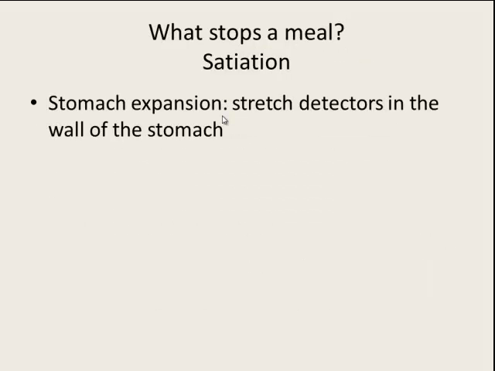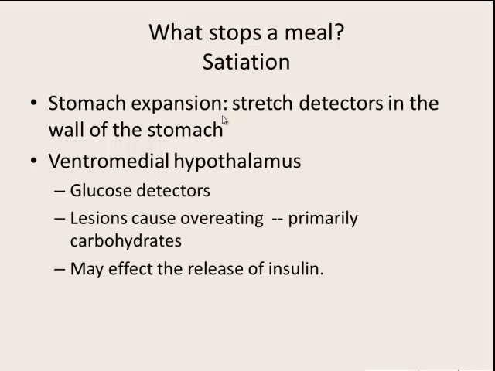So what stops a meal? Well, we already know that the expansion of the stomach affects nerve signals from the stomach, which go to the brain and tell the brain, stop eating. We also have the ventromedial hypothalamus. This is also detecting glucose. And when there's a lot of glucose, it's going to do a few things. It's going to help to send a signal down to the pancreas to release insulin to bind up that extra glucose. But it's also going to send signals to the brain saying, okay, you need to stop. This is a good time to stop eating.